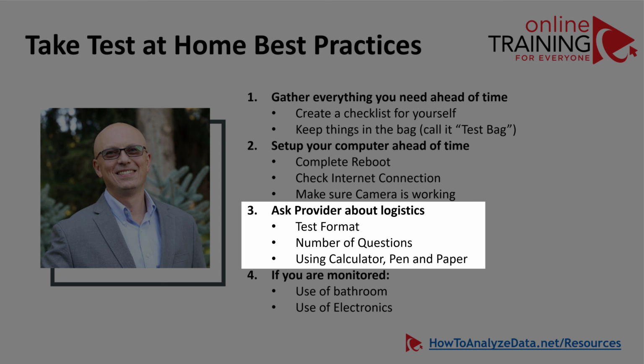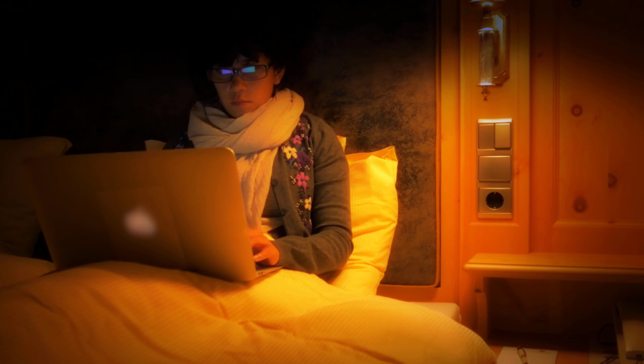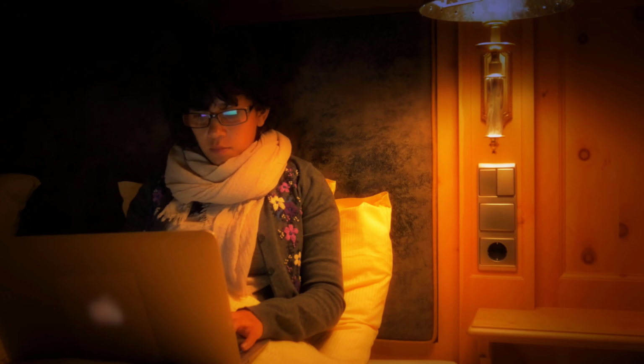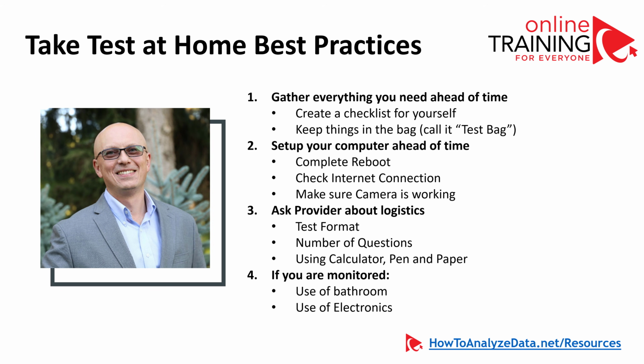You can also ask about using a calculator, pen or paper. Is it allowed? Some test providers may not allow you to use any one of those. And last but not least, if you're monitored, how do you use a bathroom? A lot of times when you're monitored, companies provide you with unlimited test duration. But you need to check how you can use the bathroom to make sure your test results are not invalidated. Also, if somebody calls you or texts you, how would you respond to those? Checking those things ahead of time helps you succeed on the test.